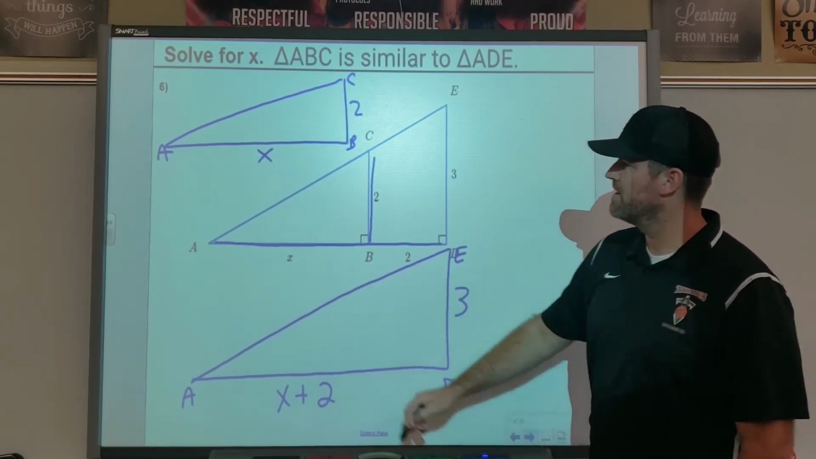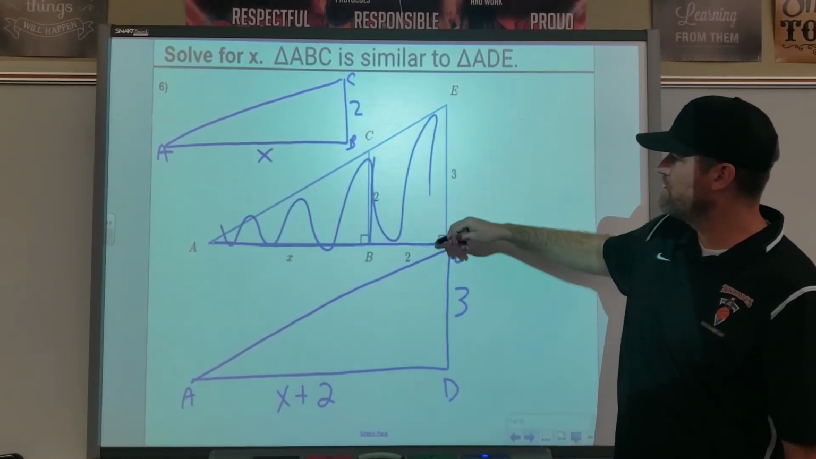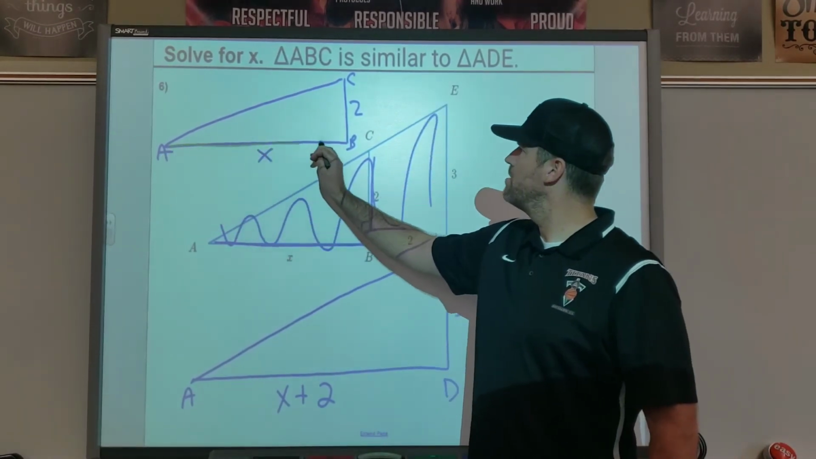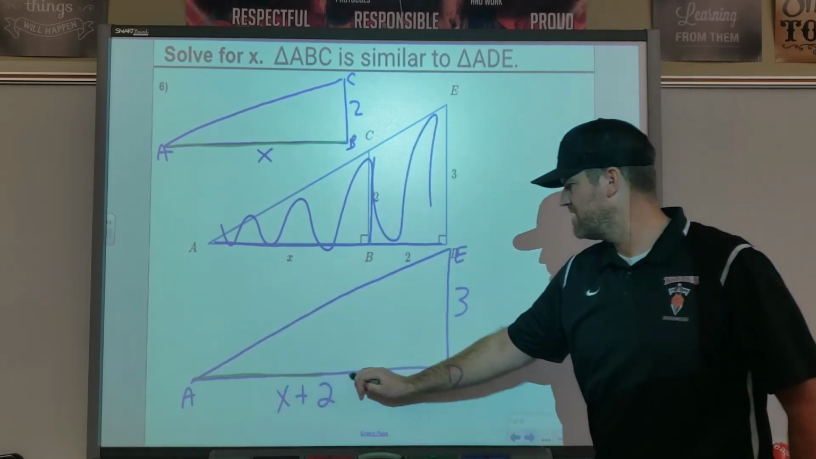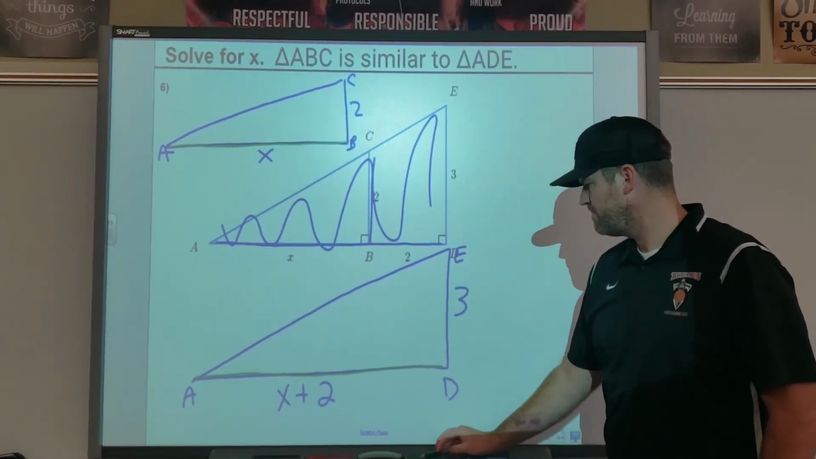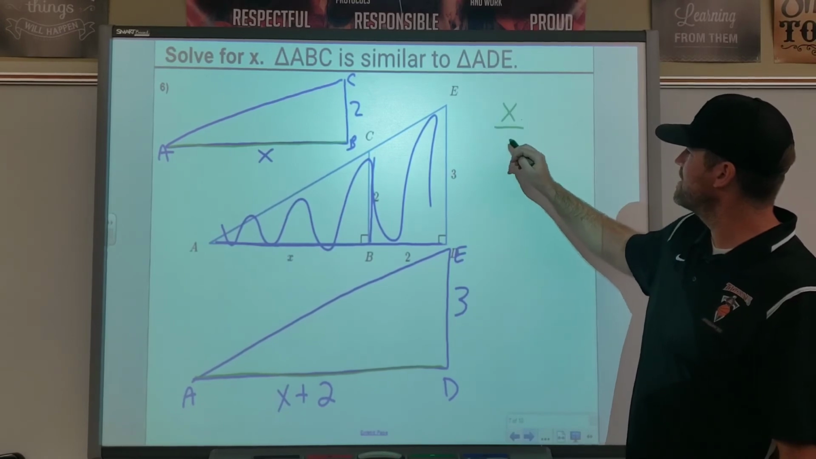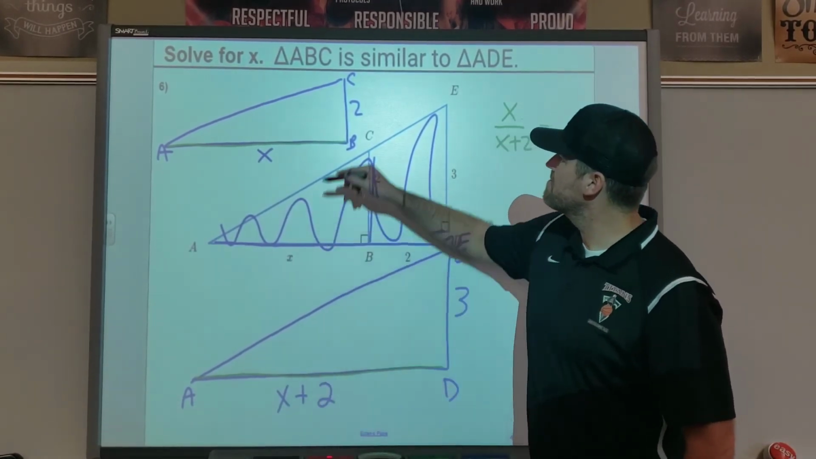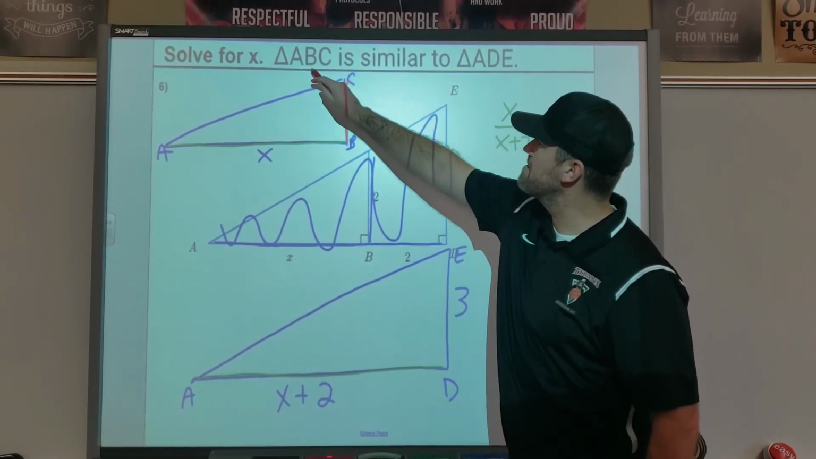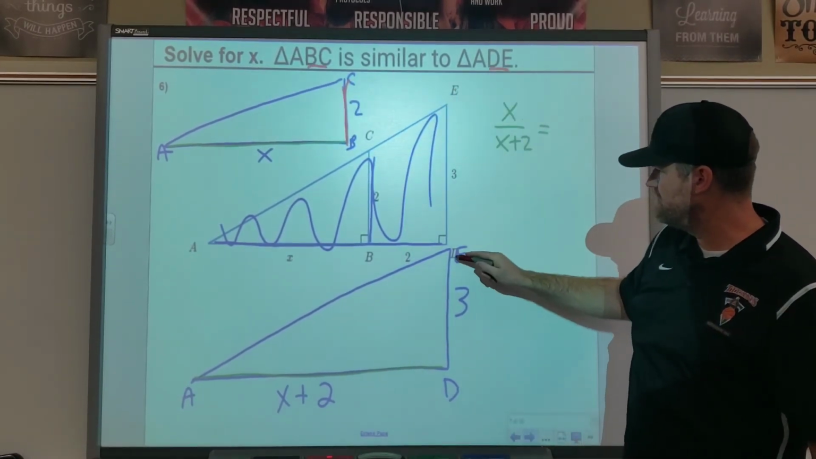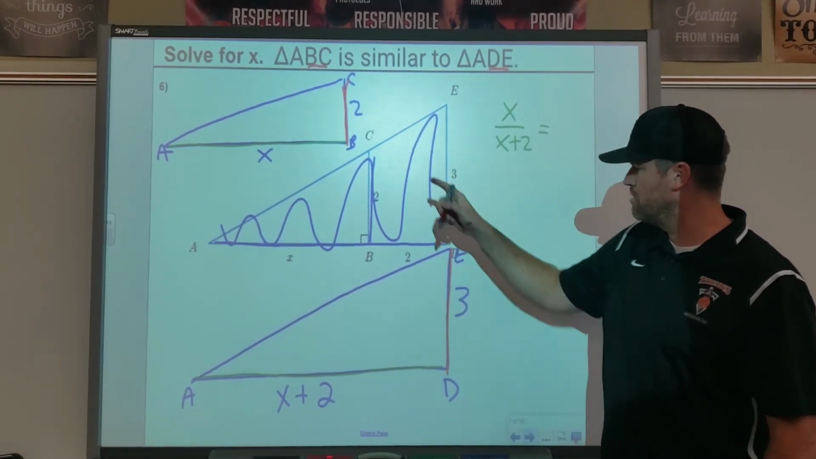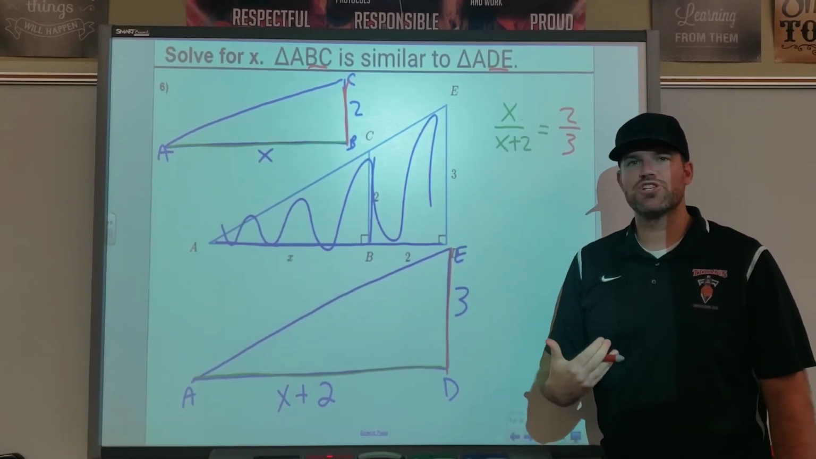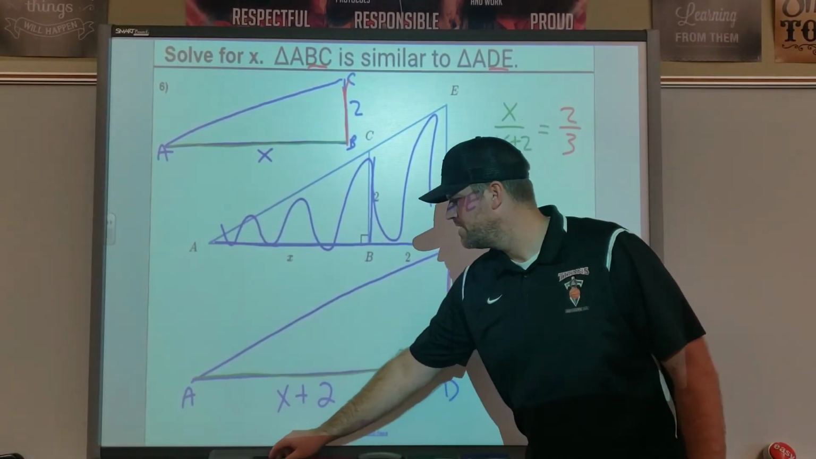And so now if I kind of ignore this original figure, it might be easier to now see that x is corresponding to this side here, which is x plus 2. So I'm going to go ahead and write fraction x over x plus 2. And then I can take these vertical parts, or side BC, which will go with side DE. So I get 2 over 3. We've got our proportion. We can go ahead and solve.